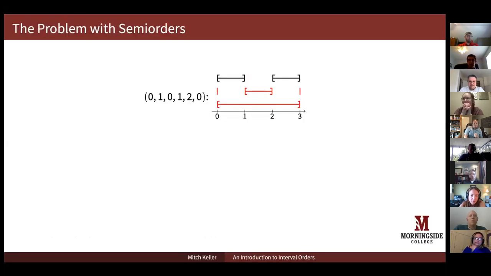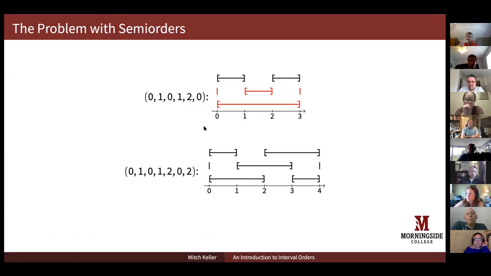So here's the problem with semi-orders. This is not a semi-order. This ascent sequence corresponds to this interval order. And here's a 1 plus 1, 2, 3, right? That's the one thing we're not allowed to have to be a semi-order. All I've done is put a 2 on the end of this. That's the new thing. It turns out that it cuts off this guy right here and turns that one into that one.